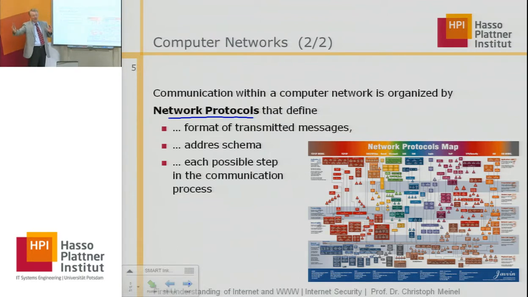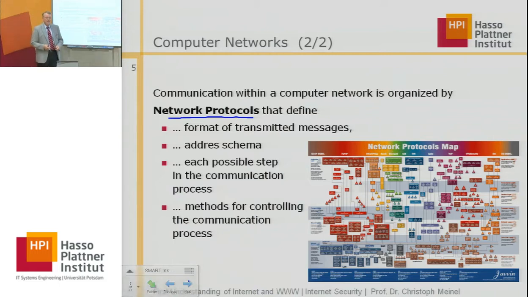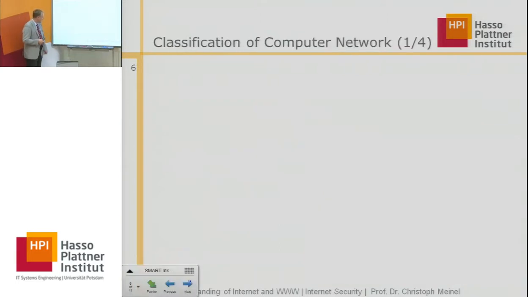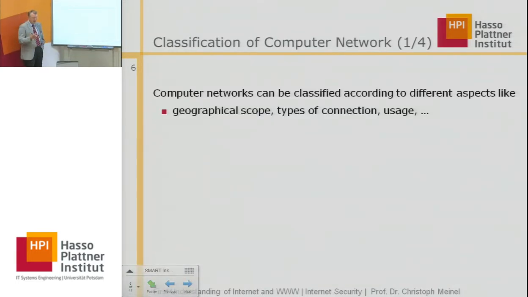Then these network protocols have to exactly define each step in the communication process: the starting, eventually establishing a connection, then sending the message, then eventually deleting the connection. So each step needs to be very precisely ruled by such network protocols. But network protocols have to do more. They also need to provide means to control the communication process, to see whether communication works well, to find out whether there is an error, to find out the reason for the error, and others. So these network protocols are the software that is needed to implement computer communication.